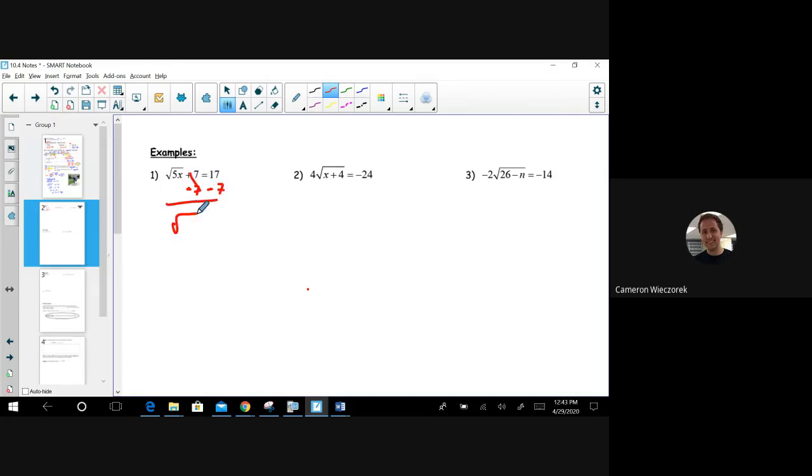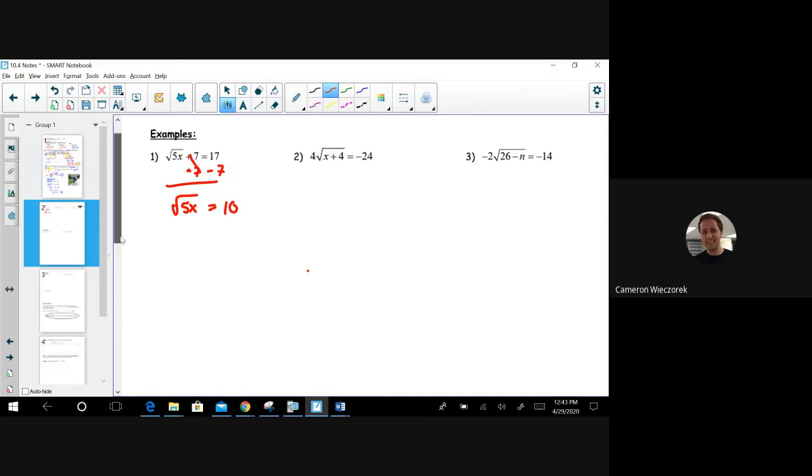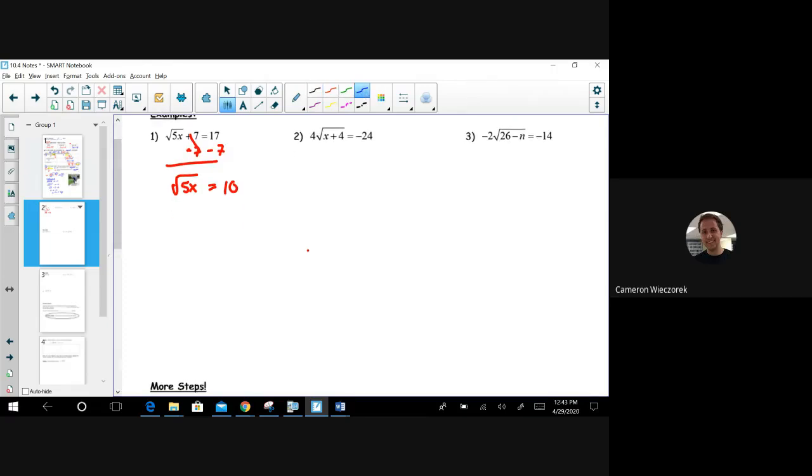I'm just using the inverse operation. Notice that 5x is still under the radical. Now that I've gotten the rad by itself, I want to get rid of the radical. The way I get rid of the radical is I square both sides. So now all I have on the left side is 5x, no more radical. And remember, you're not putting 10 here, you're putting 10 squared, which is 100. So divide by 5, divide by 5, x is 20.